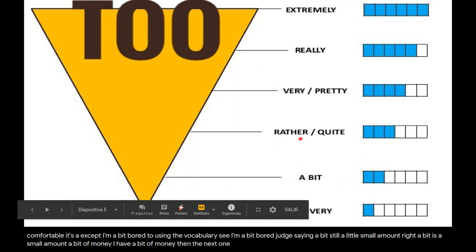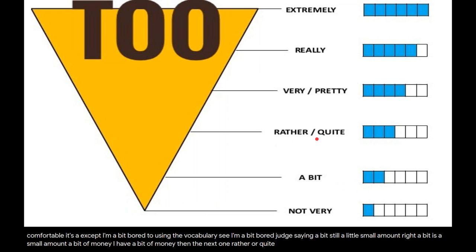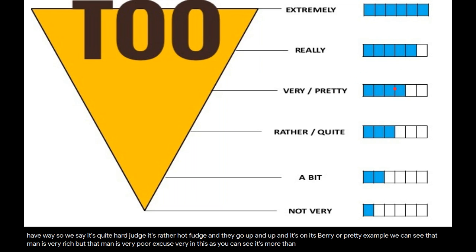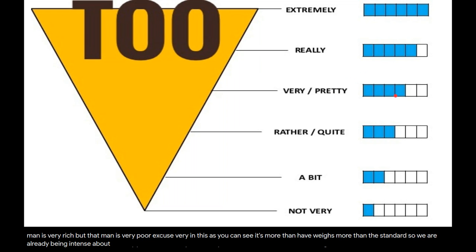Then the next one, rather or quite. It's rather hot or it's quite hot. This intensifier is mild, is halfway. So we say it's quite hot. It's rather hot. Then they go up and up. The next one, it's very or pretty. For example, we can say, that man is very rich, or that man is very poor. So we use very in this, as you can see, it's more than halfway, more than the standard. So we're already being intense about the amount.